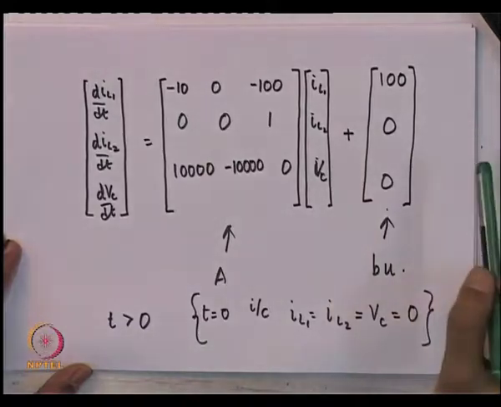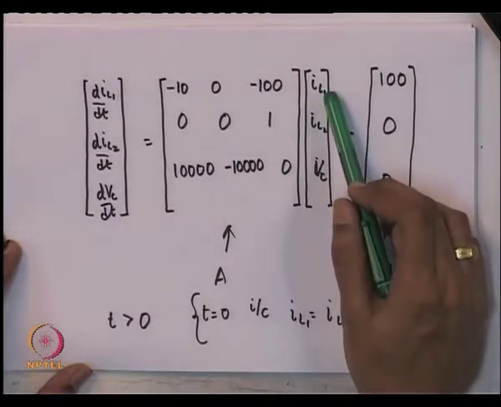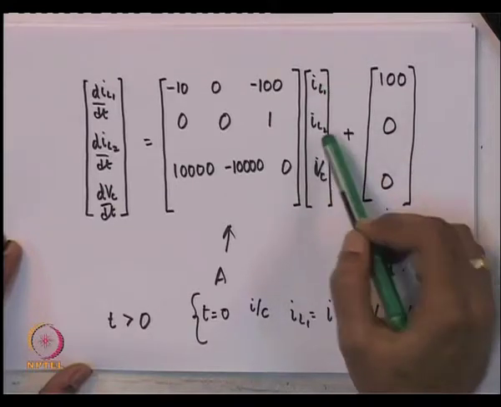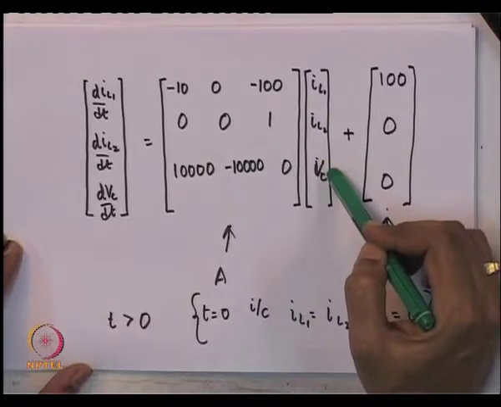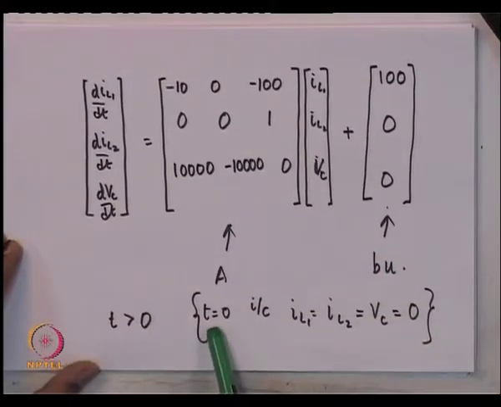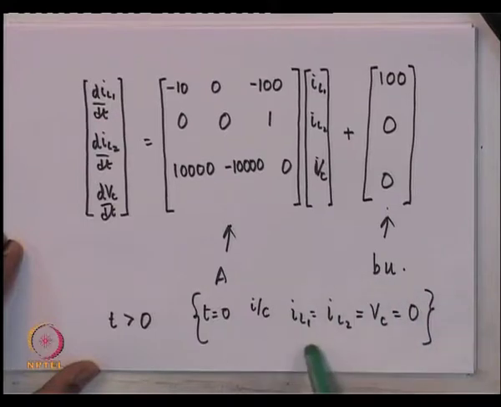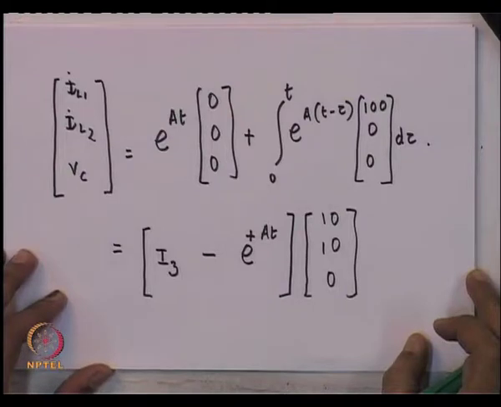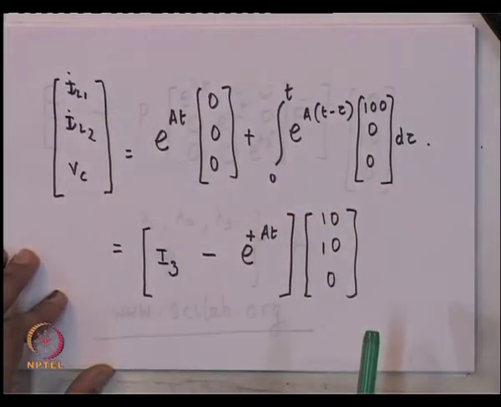We write down the state space equations for this system, the states being the current through the 10 millihenry inductor, the current through the 1 Henry inductor, and the voltage across the capacitor. This of course is a system we derived last time, and we tried to find out what the response was if the initial conditions are these. These are the initial conditions before the circuit is energized by an input. Now, what we saw was that the response is given by this formula, e raised to A t into the initial conditions, plus this convolution integral.